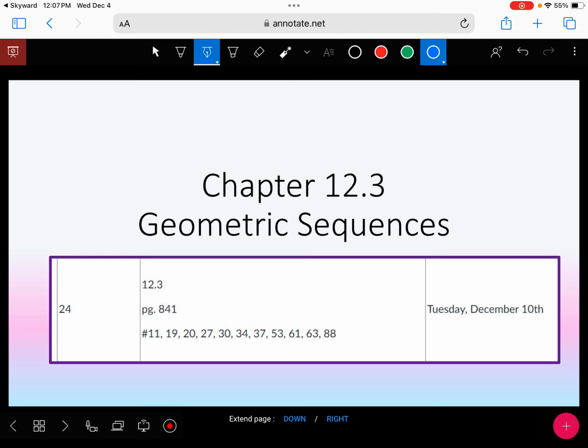All right, so now we're going to start the next sequence, and that's geometric. Homework 24 is due next week on Tuesday. We're going to skip over question 6 if you didn't figure that out. Homework 24 is over geometric sequences, and that's due next Tuesday, December 10th.